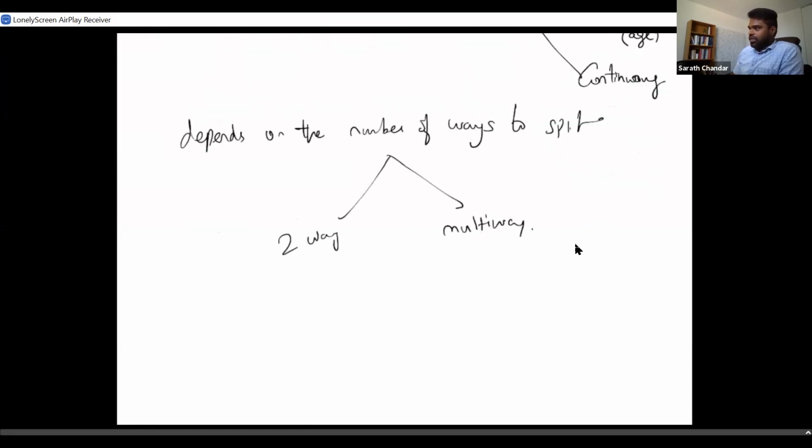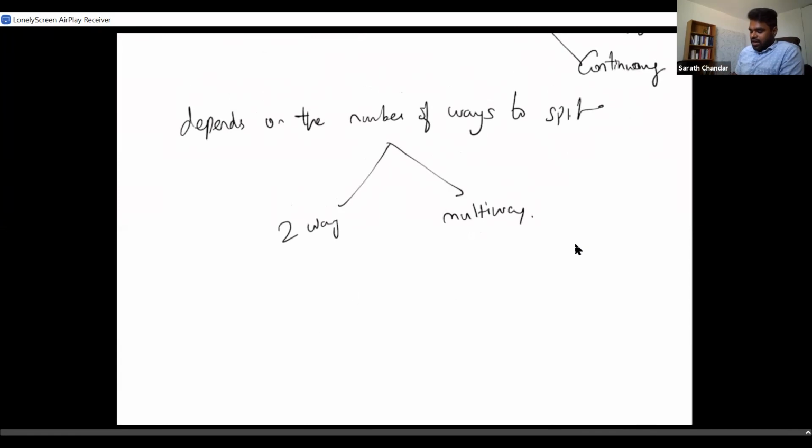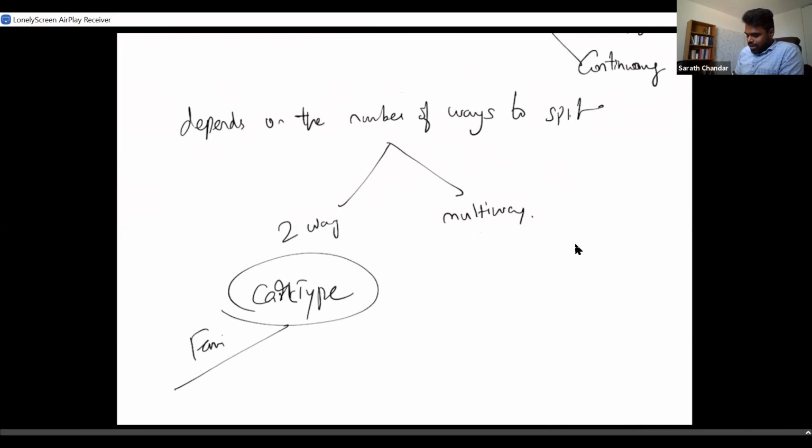Let me give you an example. Let's say I have a feature called car type. Now this car type could have multiple types, right? If I do a multi-way split, then the feature would divide into, for example, family car, sports car, luxury car, and so on. On the other hand, if I decide to go with a two-way split, then I have to divide only two ways. So then you need to start thinking about how to group these three things into two ways, right?